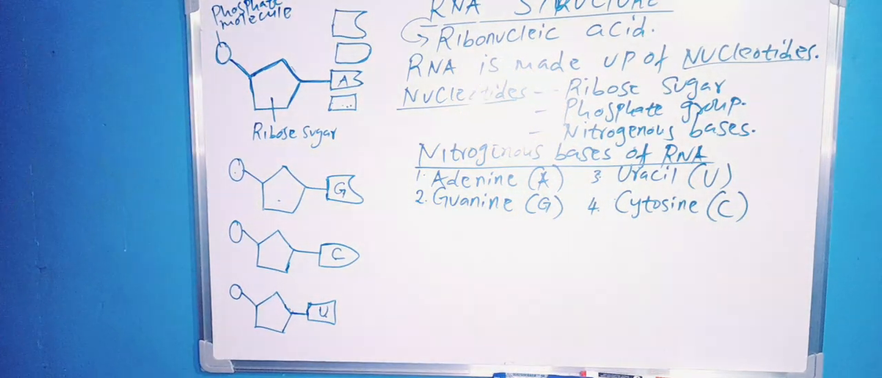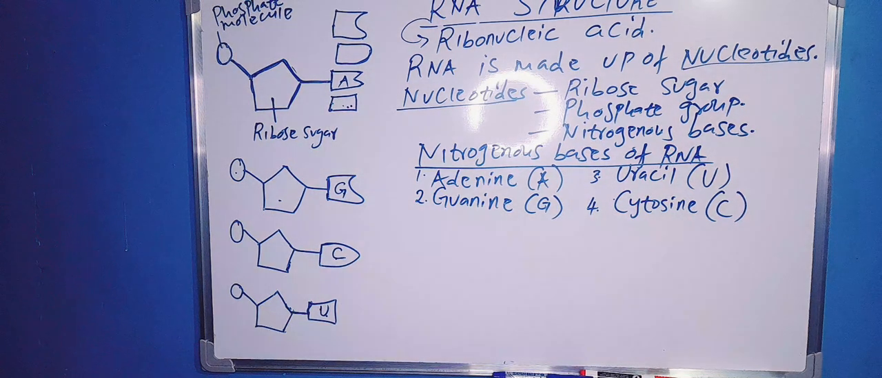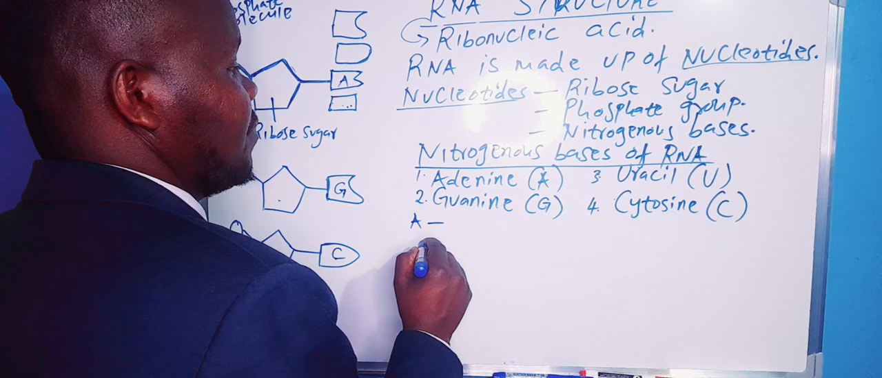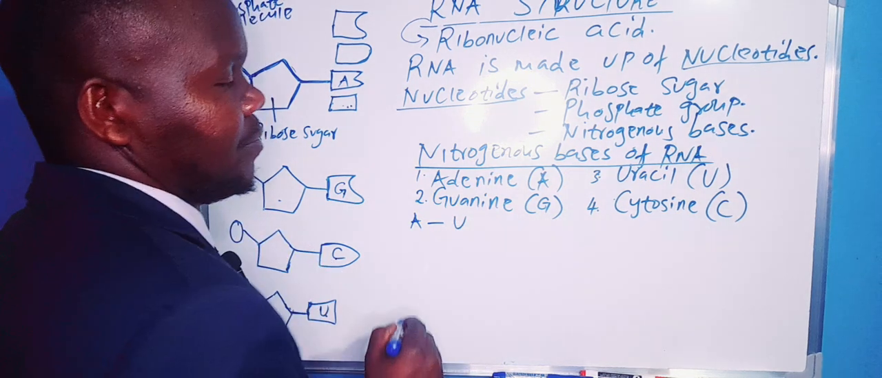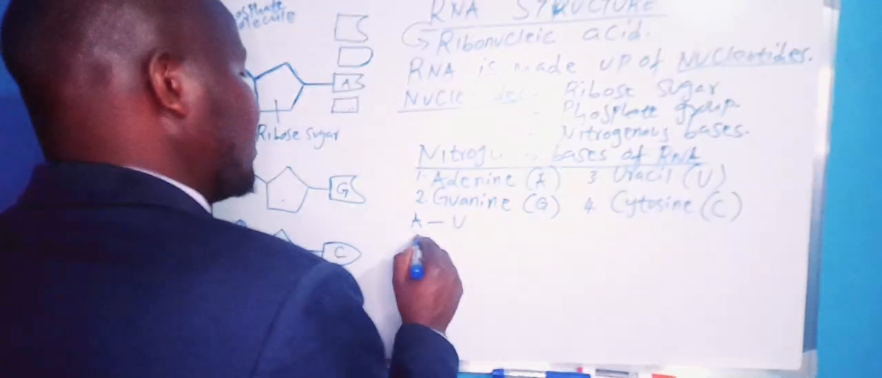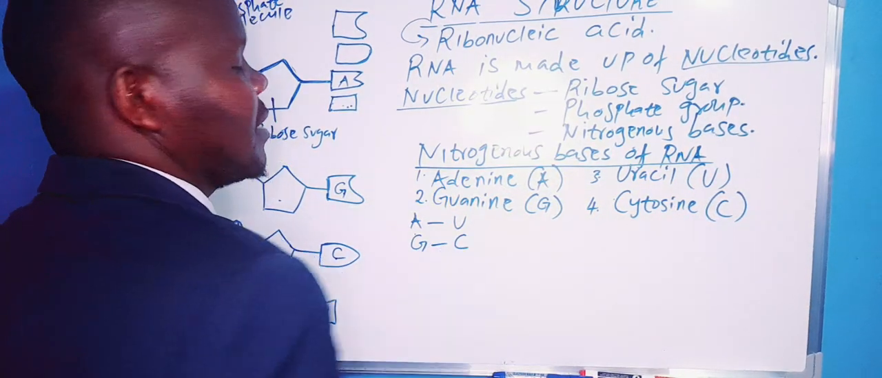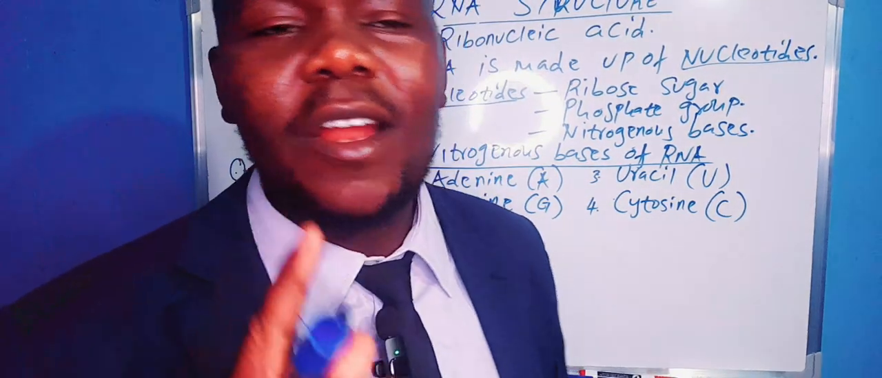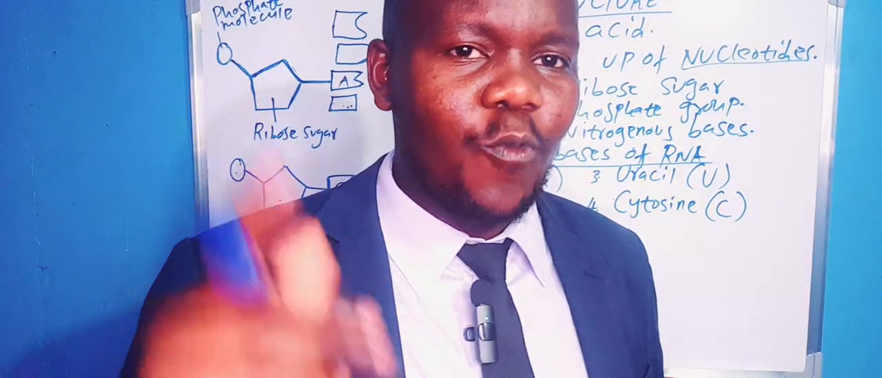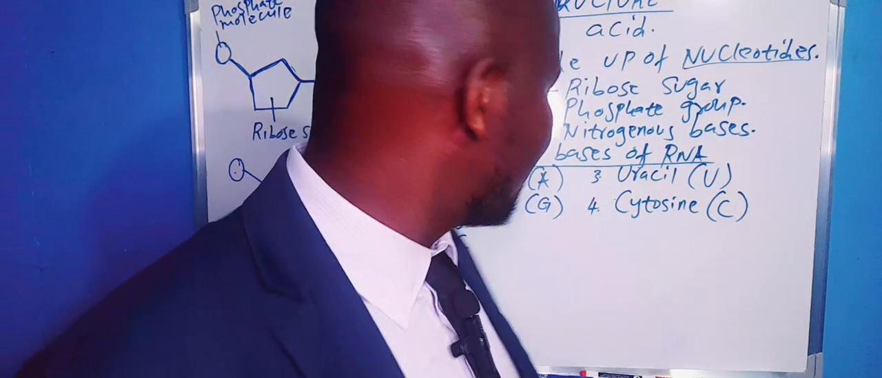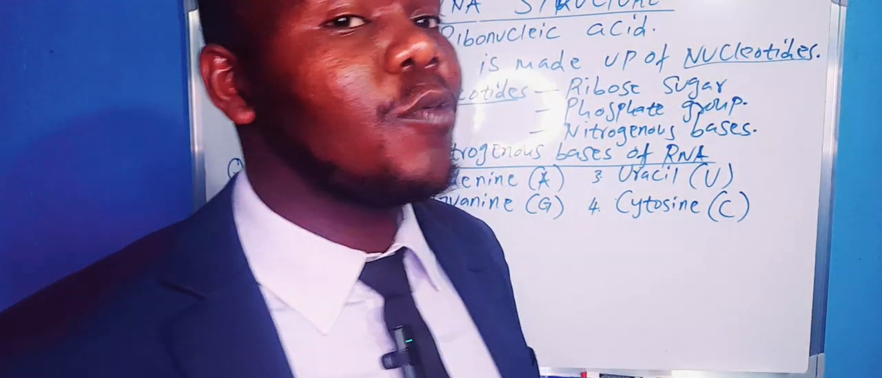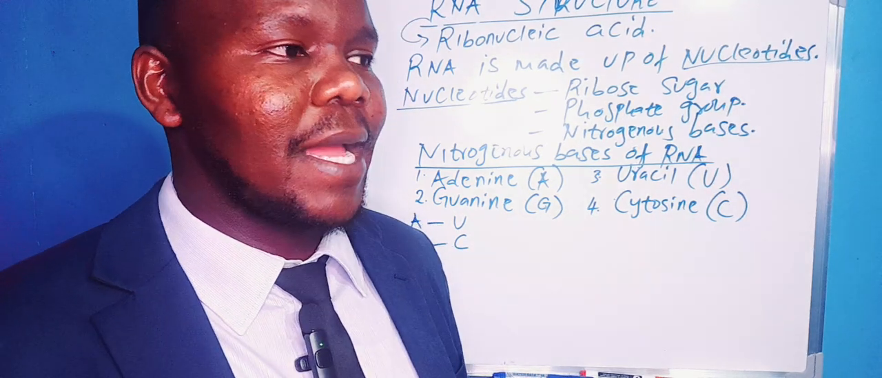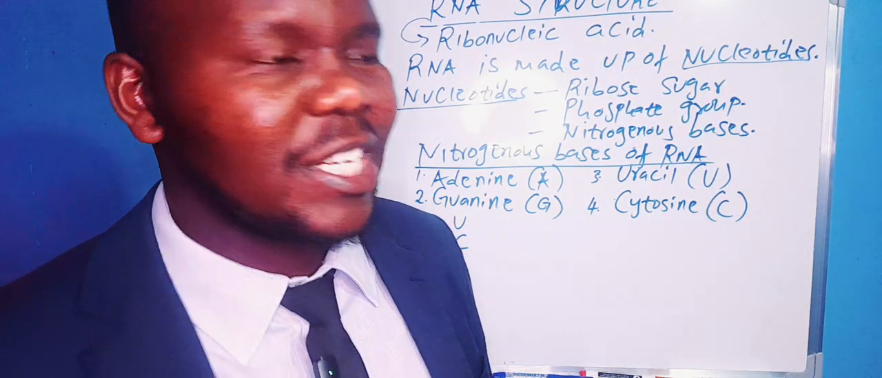In terms of their attachment or pairing, A bears with uracil. Then guanine bears with cytosine. We are saying they are in pairs, and cytosine can only bear with guanine. The pair of uracil will be adenine. In RNA, we speak about uracil. In DNA, we speak about thiamine. So in RNA, you replace thiamine with uracil.